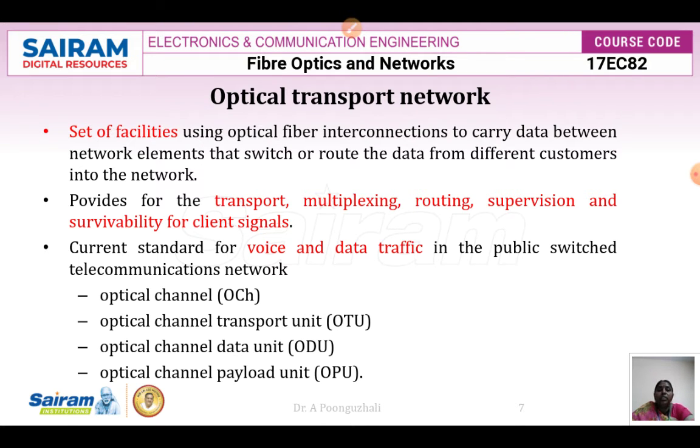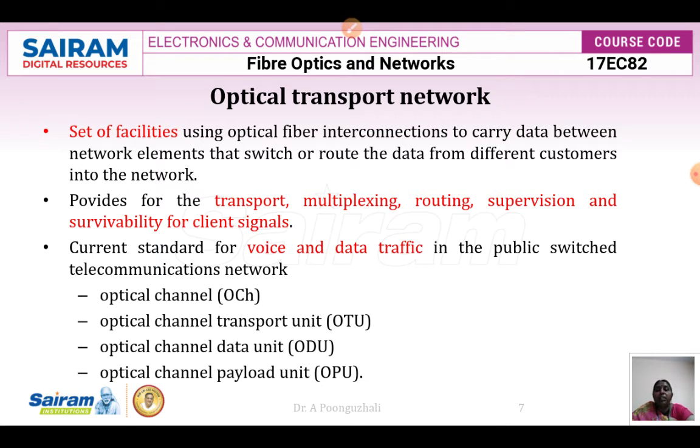Next we are going to see about your optical transport network. Here we have a set of facilities with optical fiber interconnections available to carry the data between the network elements, and it can switch or route the data from different customers into the network. The transport network provides transport, multiplexing, routing, supervision and survivability for the client signals.